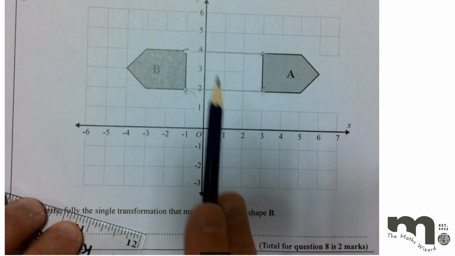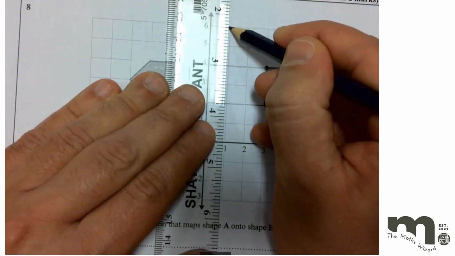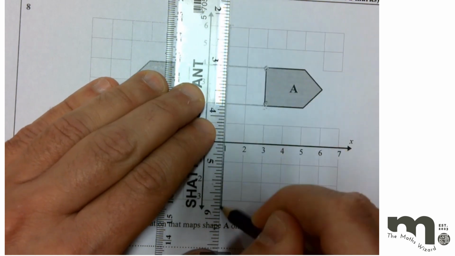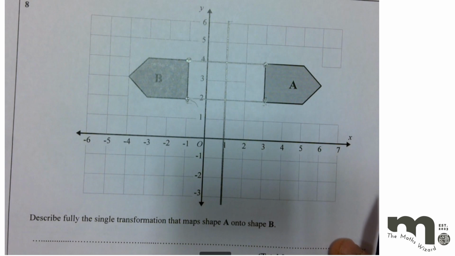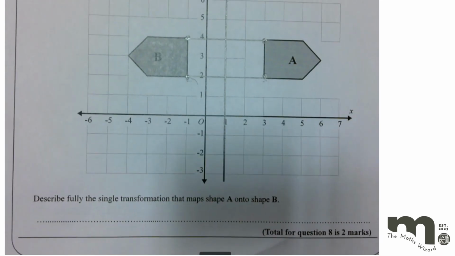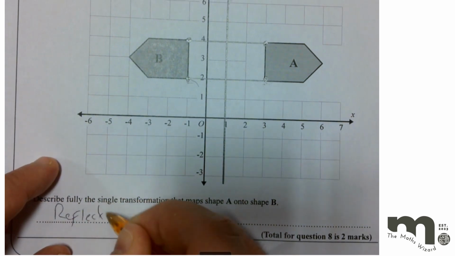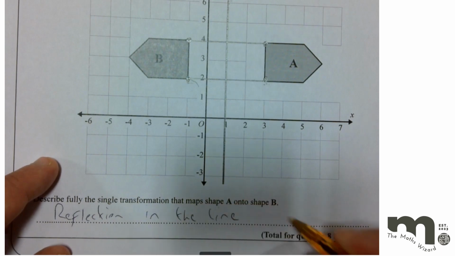So that's here. We can then see that that's the mirror line just here. So we can draw that in. And you will see it goes through the 1 on the x-axis. Okay, so that means the reflection line, so we will write down reflection in the line x equals 1.